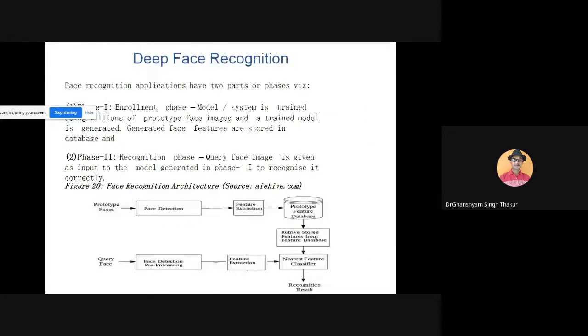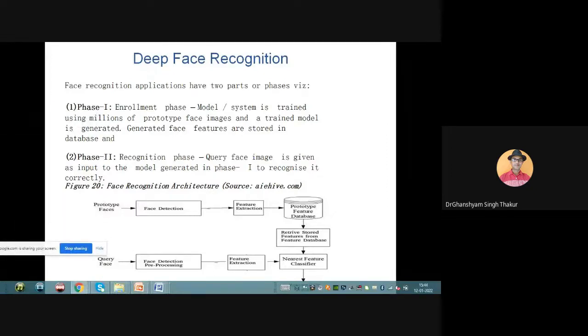So you can see the facial recognition working, the whole facial recognition process using deep learning. So the deep face recognition includes mainly two phases, phase one and phase two. Phase one is called the enrollment phase.